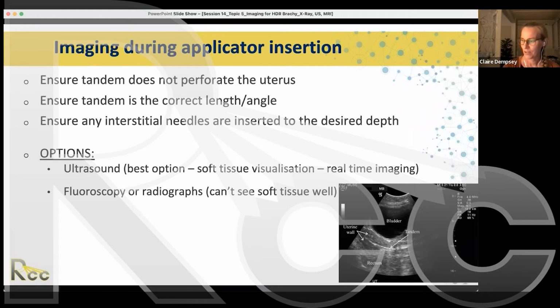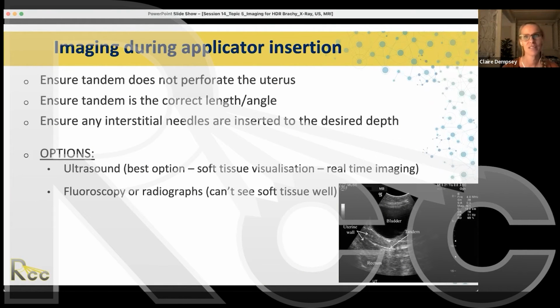Now, I'm not a radiation oncologist. Thankfully, I don't have to do the applicator inserting. I'm in awe of the radiation oncologists I work with that do, how they get everything into the right place. But even they say they wouldn't be able to do it without being able to see. So this is where imaging really plays a major role in brachytherapy.